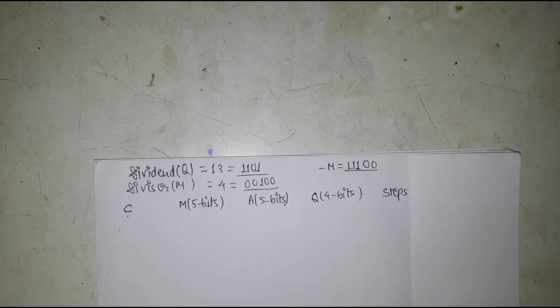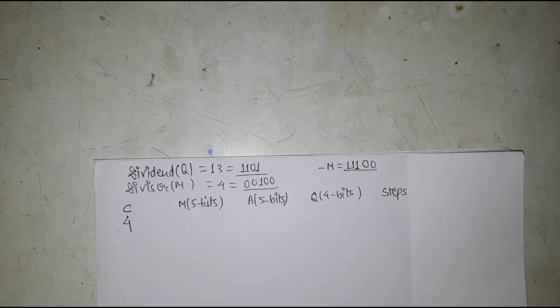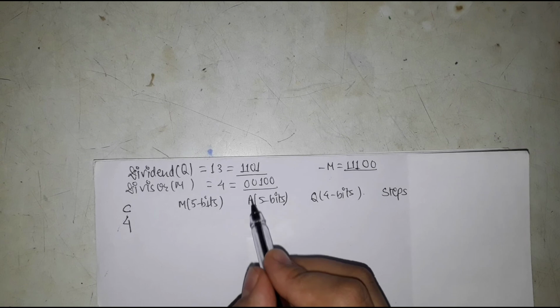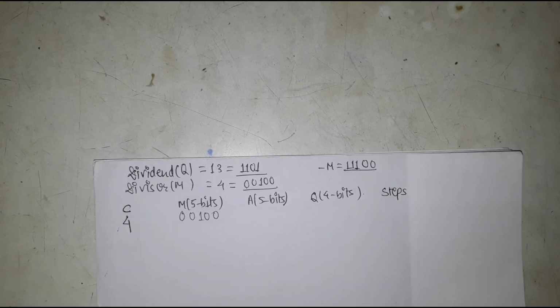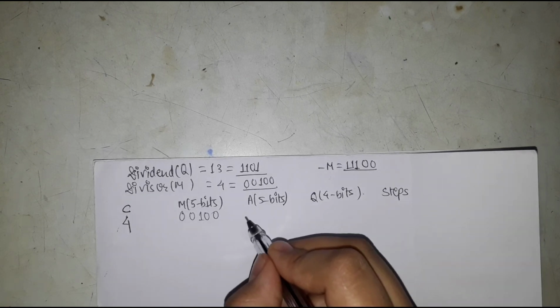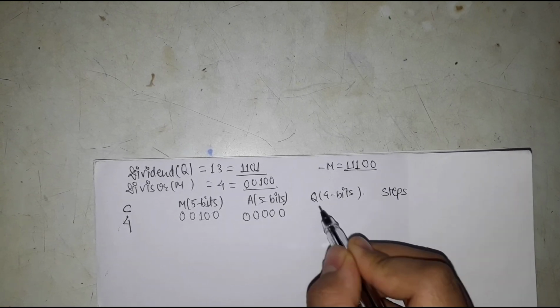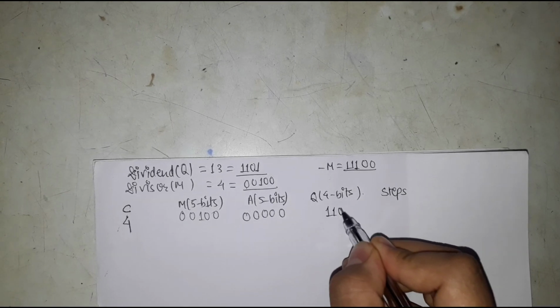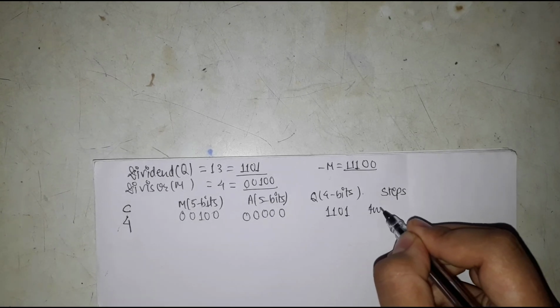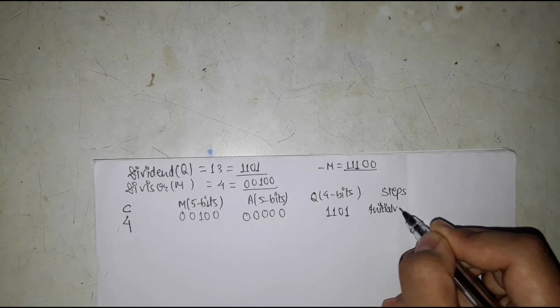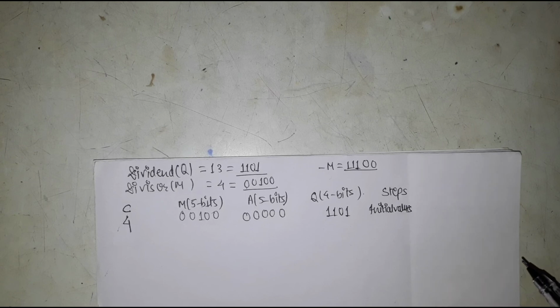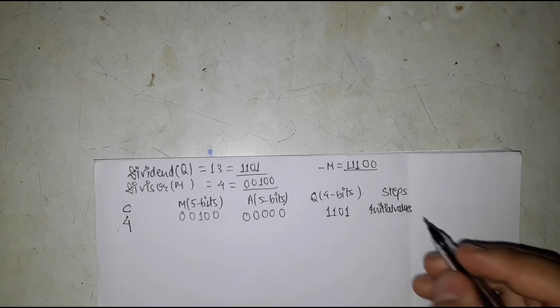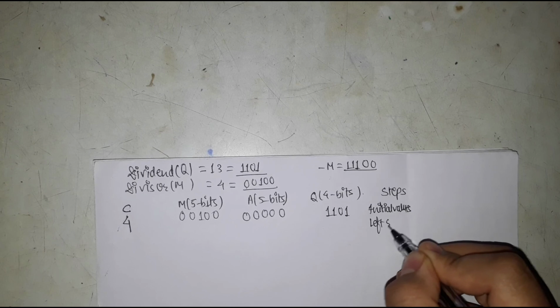We're going to find out the answer in 4 counts, so let me write 4 over here. For the value of M, we have 00100, since we are taking 5 bits of numbers. We don't have an initial value for A, so we'll be writing 5 zeros over here. For Q, we have 1101 as the value. So these are the initial values, the first values that we take in order to operate. Right after this, what you have to do is left shift the given numbers.